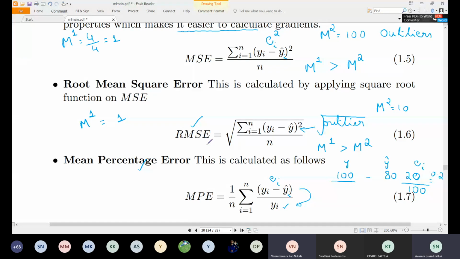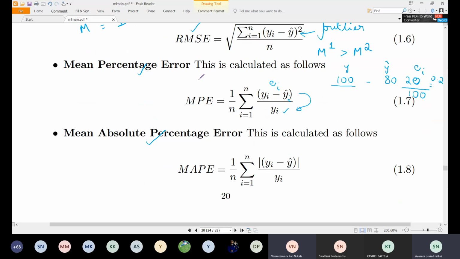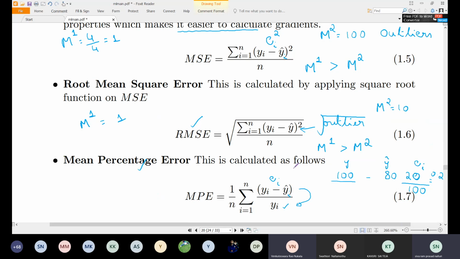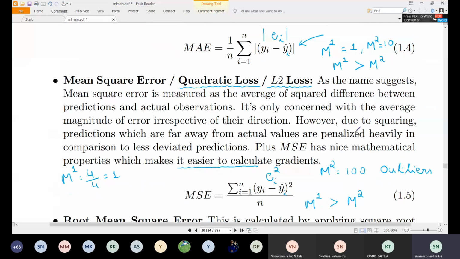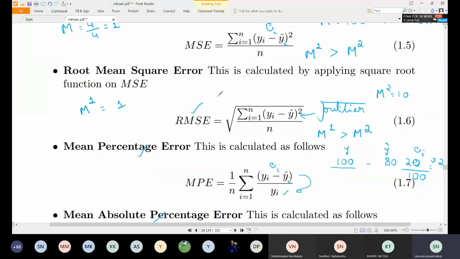When you talk about percentage error, you have to consider the last two: mean percentage error and mean absolute percentage error. Of all the loss functions, this is very good. Mean absolute percentage error. But again, what is the problem if you take the absolute value? Here I have highlighted: computing the gradients is difficult. So which loss function do you suggest of all these, which will overcome all these things? Root mean square error.